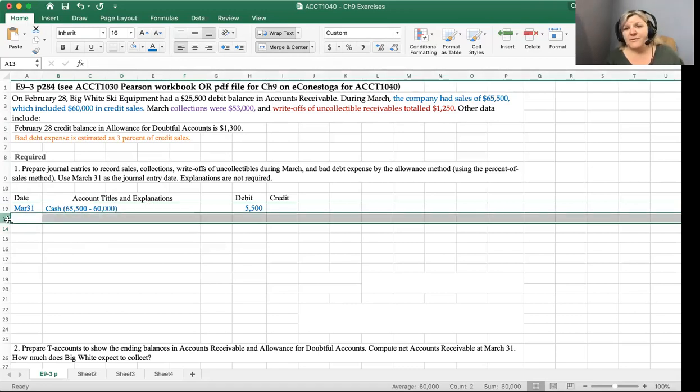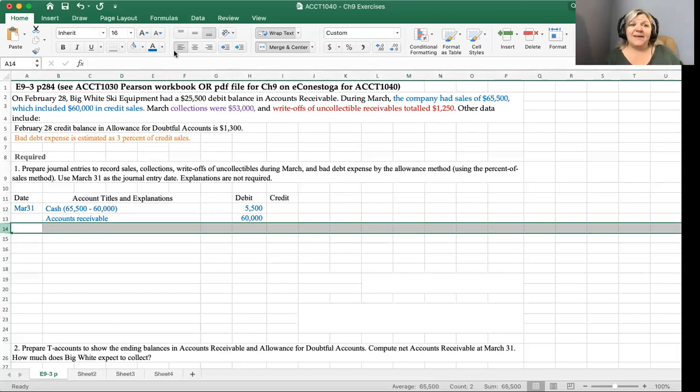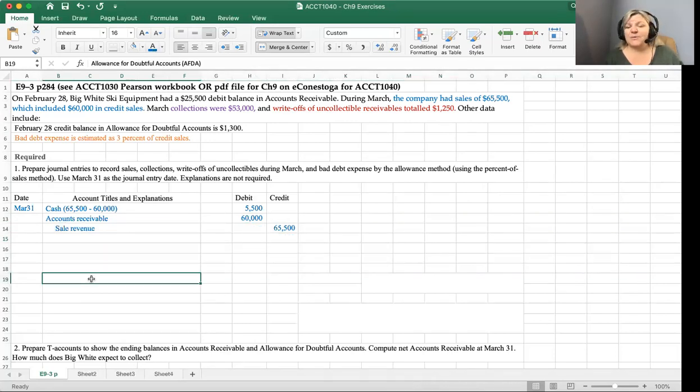Credit sales, for those of you that forget the terminology, when we make a sale on credit or we have something called credit sales, what that means is we've made a sale to a customer, but the customer has not yet paid us for the merchandise or the service that we've sold to them. That results in an accounts receivable. Okay, so we now have cash sales of $5,500. We have accounts receivable or credit sales in the amount of $60,000, and the offsetting credit to this then is sales revenue for the full amount, $65,500. So that takes care of our first journal entry.